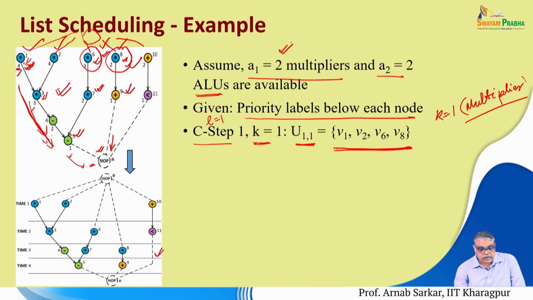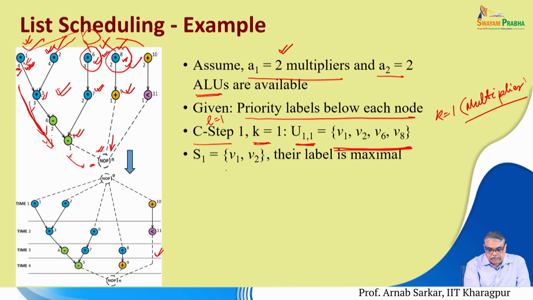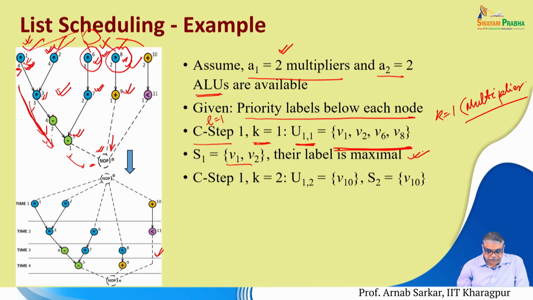So, what will we do? We will take the highest priority operations among them. So, who are the highest priority? V1 and V2 are of the highest priority, they have priority value 4, urgency value 4. In comparison, V6 and V8 have urgency values 3 and 2. So, we choose V1 and V2 because their labels or priorities are maximal, and we therefore schedule them at time step 1. V1 and V2 are scheduled at time step 1. So, T1 equals 1 and T2 also is given 1.